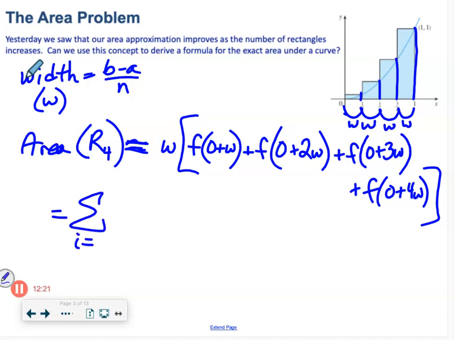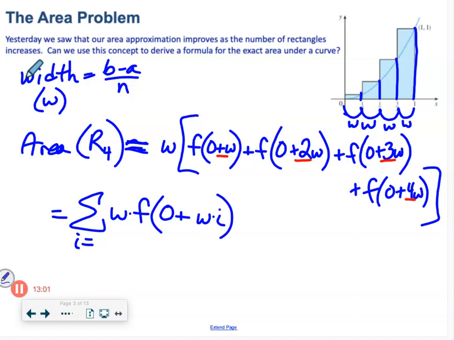If I wanted to write this in sigma notation, well, we kind of touched on this yesterday, right at the end of class. When you write in sigma notation, if you were to write all 4 terms out, every one of them would have a W. That doesn't change at all. The f of doesn't change at all. The 0 doesn't change at all. The W doesn't change at all. The only thing that changes is the number in front of the W. So we would have I times W or W times I.